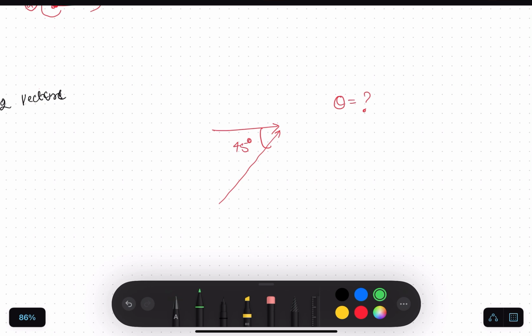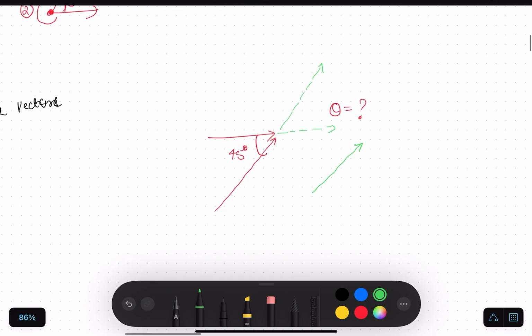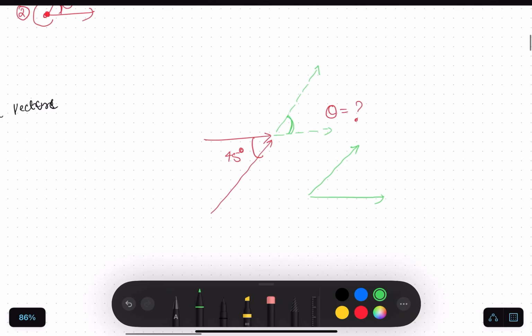What can we do? Let me shift both of these vectors parallelly. I'm going to shift this vector here, and I will shift this vector, the horizontal vector, here. So my next diagram would be this. Now tell me, using the basic rules of mathematics, what this angle would be. If this is 45, by alternating angles this is going to be 45 too. So our angle between these two vectors, that is the value of theta, is 45 degrees.